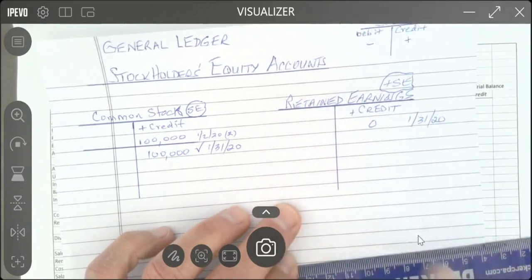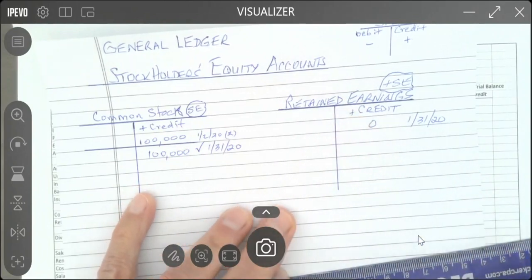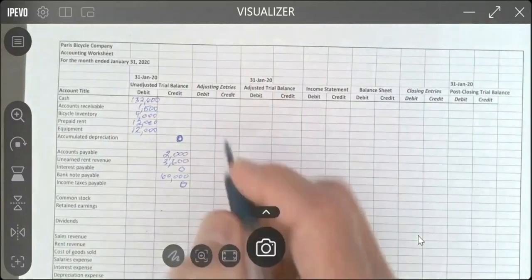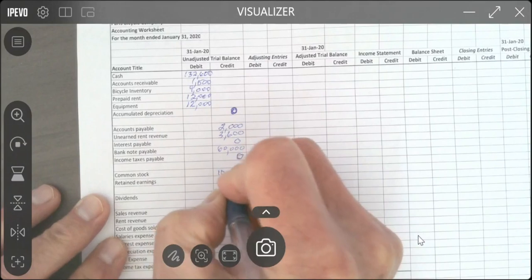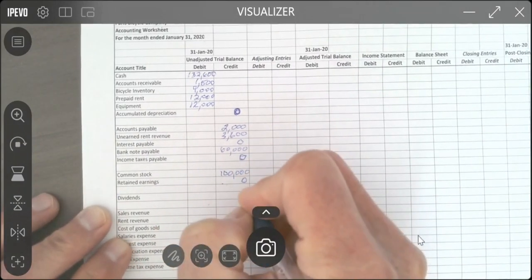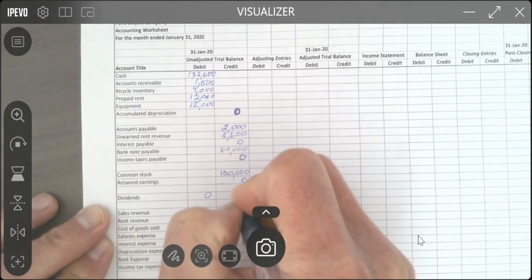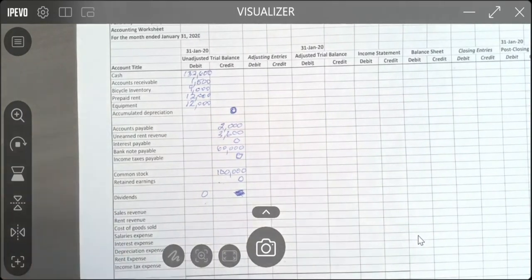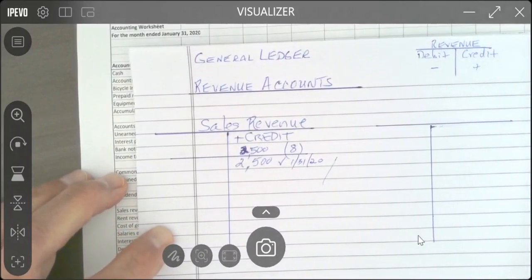Now the company will just keep making money, and this will hopefully get bigger and bigger as we earn that income. So common stock, credit balance of $100,000, and retained earnings 0. Dividends so far are also 0. That's a debit balance, excuse me. Sales revenue has a $2,500 credit balance.